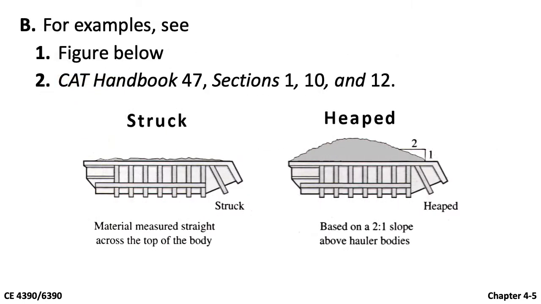These two figures show different types of volume. The one on the left is struck volume. As you can see, the material is flush across the top of the body. And the figure on the right side indicates the heap volume. The soil is heaped above the body, and the soil slope is typically assumed to be 2 to 1.